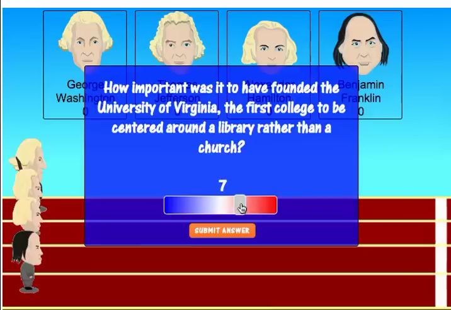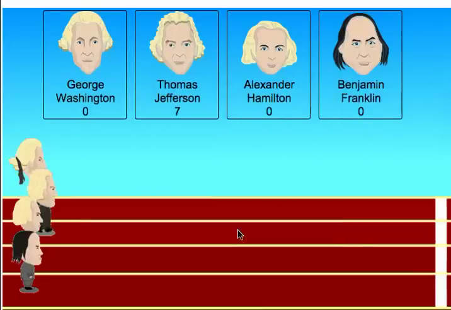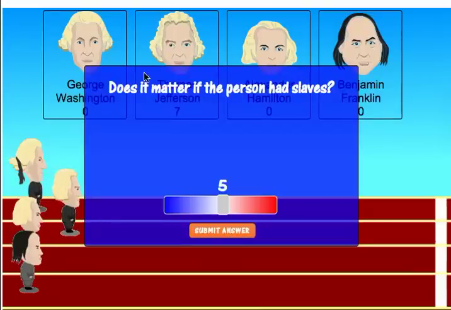I think that's pretty important, the first college to be centered around a library rather than a church. So I'm going to give that a 7. Click Submit Answer. And Thomas Jefferson is going to move 7 paces. And as you see, he gets 7 on his scoreboard.